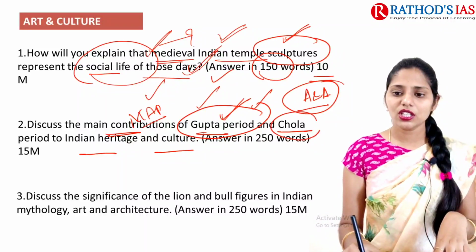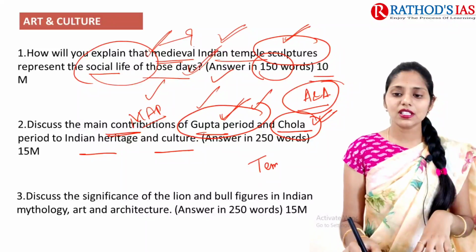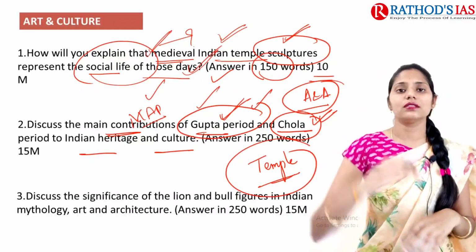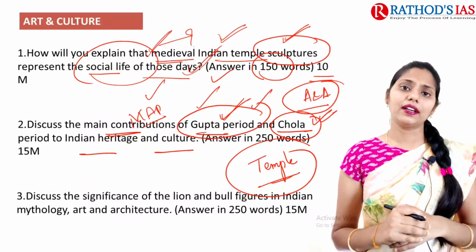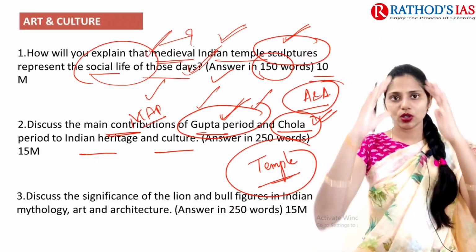And even here the Chola period is also important, because if you are talking about temple architecture especially, it mainly reached its highest stage during the Chola period, and they came up with very tall shikharas.